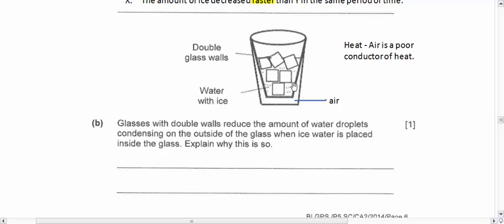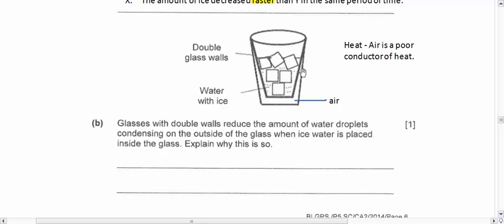Okay, now because air is a poor conductor of heat, this part here, the heat cannot go in. Because in a normal glass, the heat goes in, because heat flows from a warmer to a cooler region. So my glass will cool down. And so when my glass cools down, the water vapor in the air comes into contact with the cooler surface, loses heat, and then it changes into water droplets.